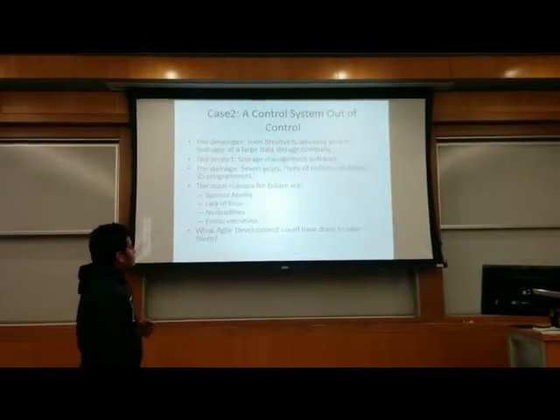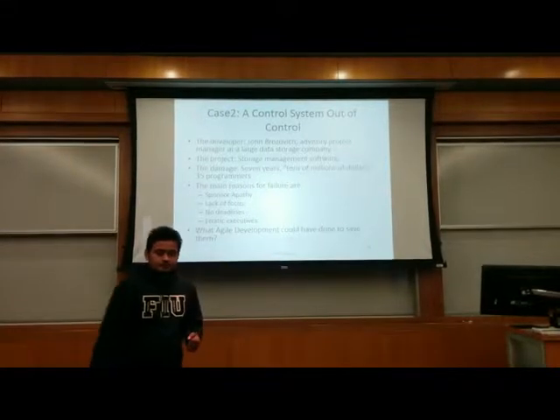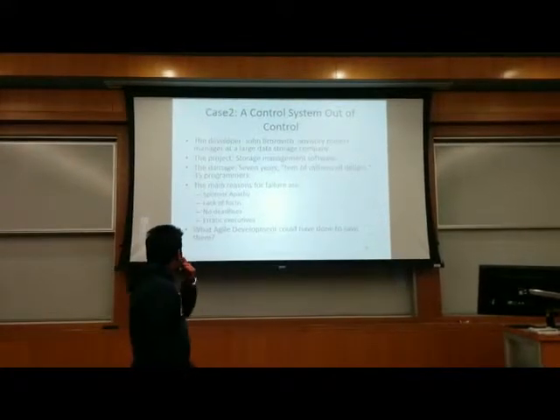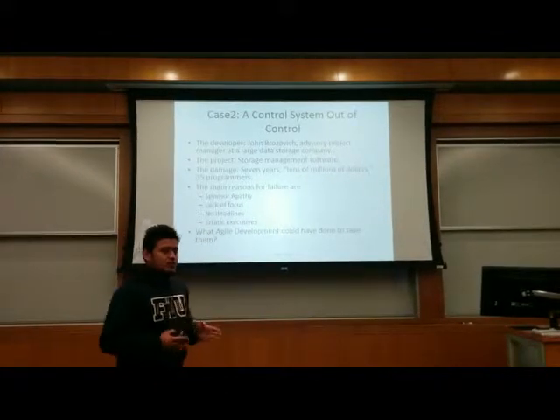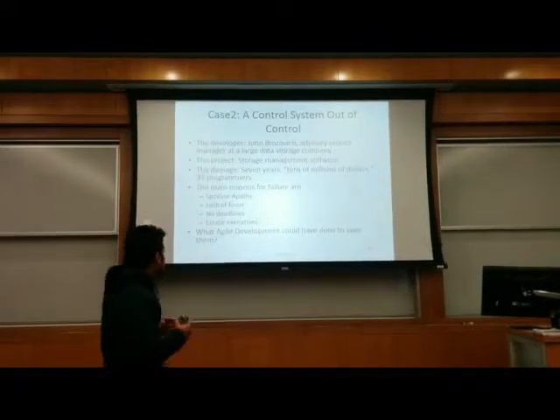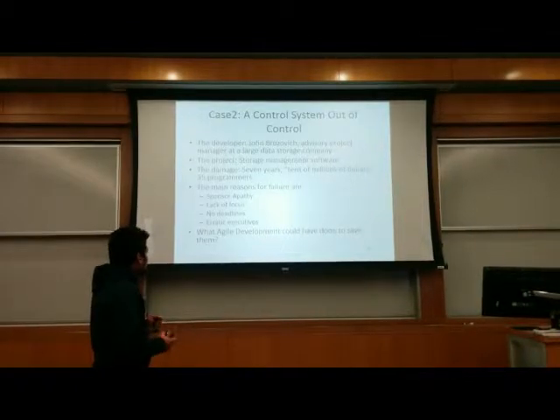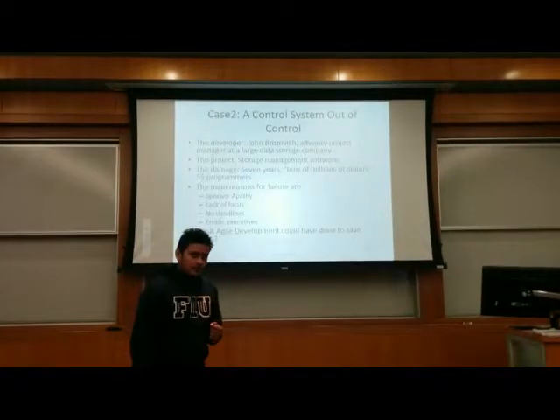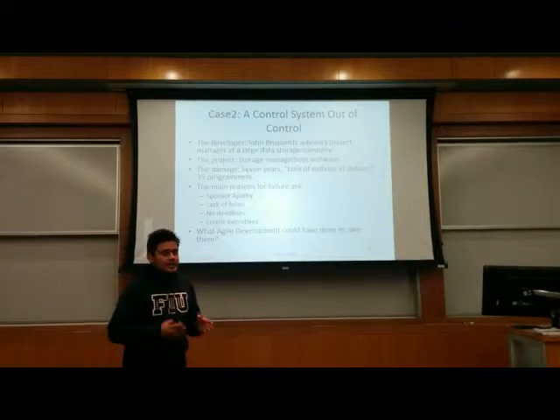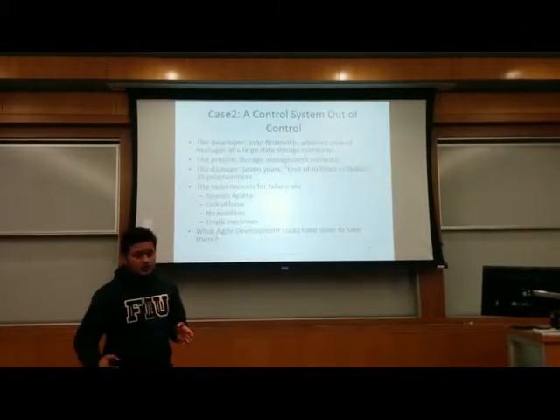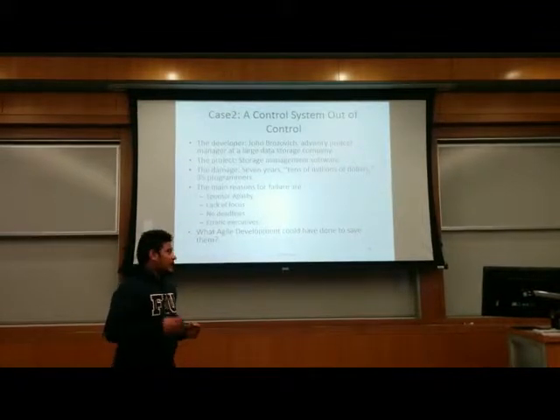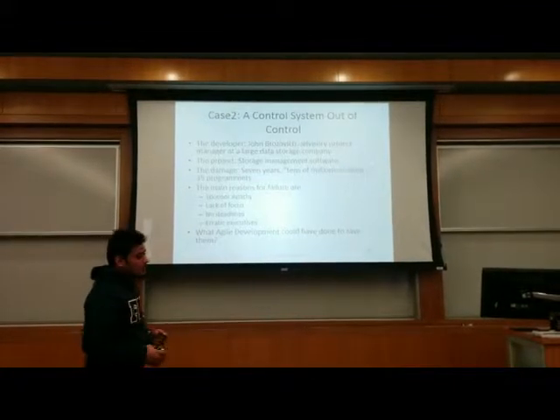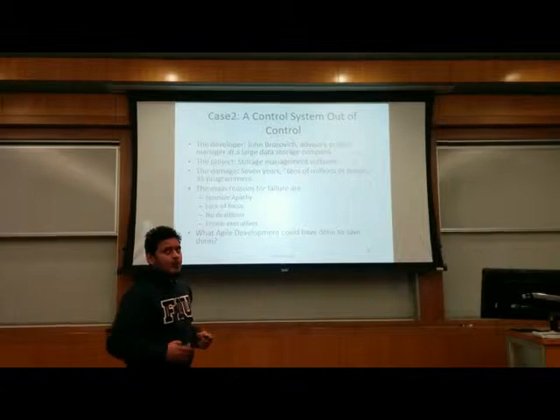The other one was a control system out of control, and the developer for that was John. He doesn't want to mention the company name due to some privacy issues, and the project was storage management software. This was also a $10 million loss project. It took more than 7 years, and there were 35 programmers who had to suffer because of this.